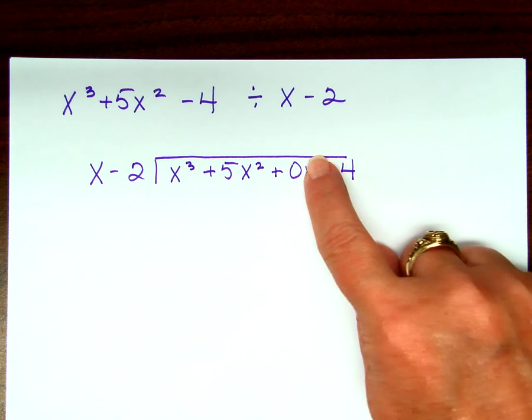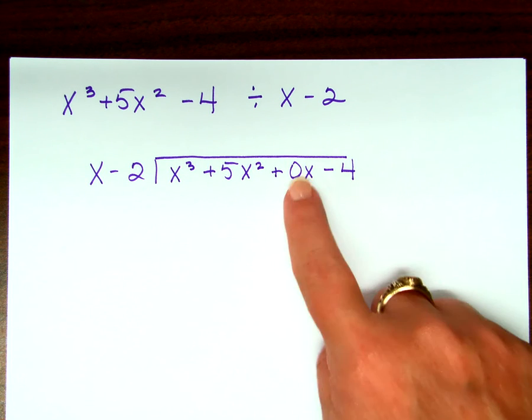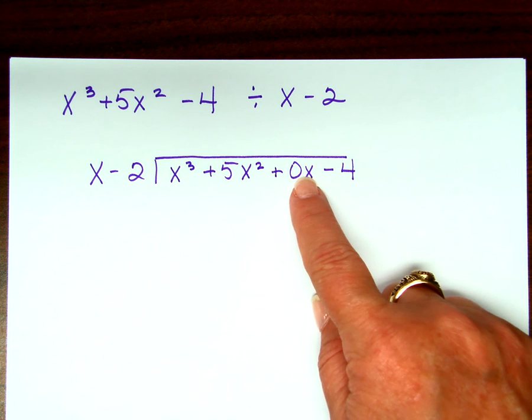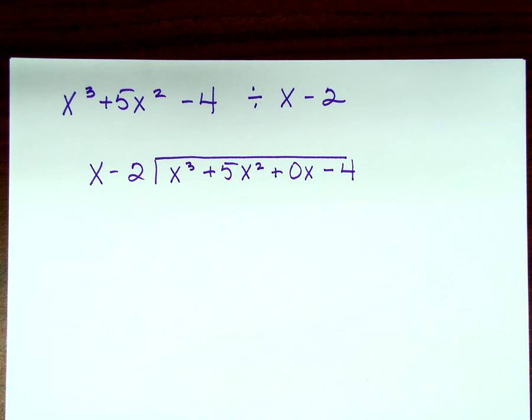Now, technically, we could have just added a 0 here. Why did I add a 0x? Isn't that still 0? Then you can see it. That's exactly right. You can see the x term. Okay? Everybody okay so far? Okay, so now we start, right?